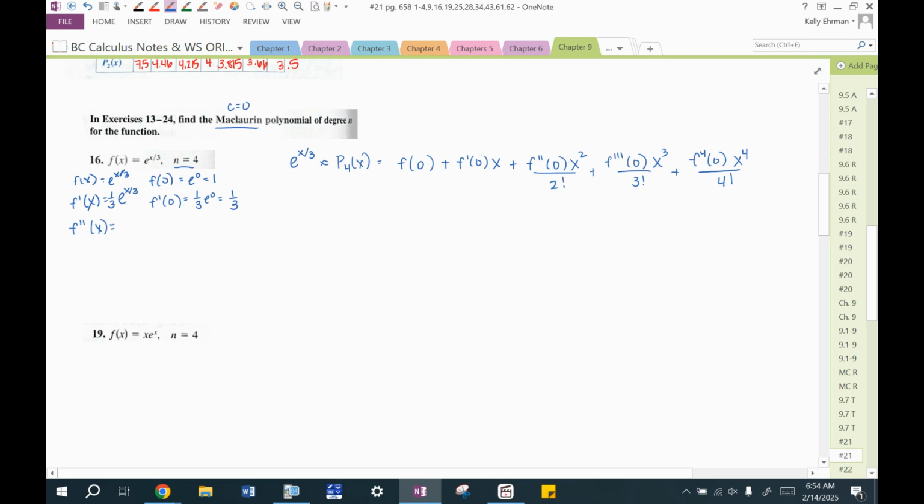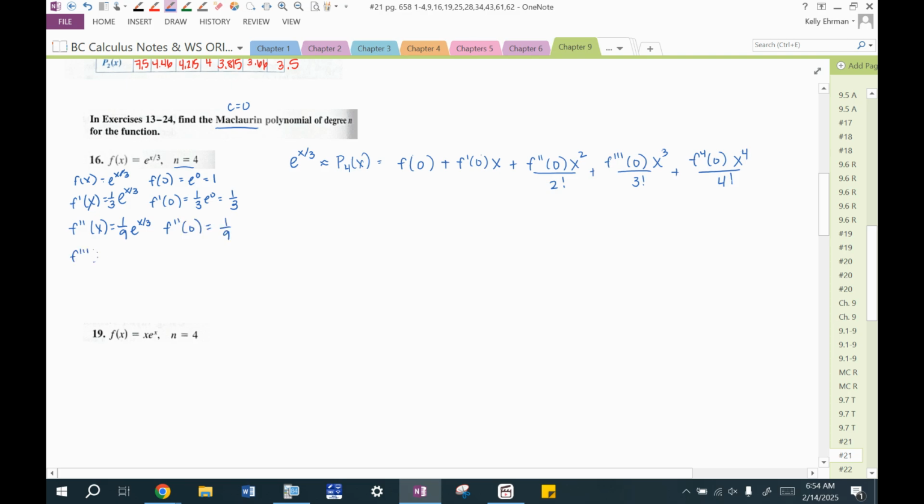And you can kind of see how this is going to go. Whether or not the amount of work you show is up to you. They will just be checking. You usually get points for the first 2 or 3 terms and the last 2 or 3 terms. Okay, so f double prime is going to become 1/9 e to the x over 3 because you'll have 1/3 times another 1/3. So f double prime of 0 is just going to be 1/9.